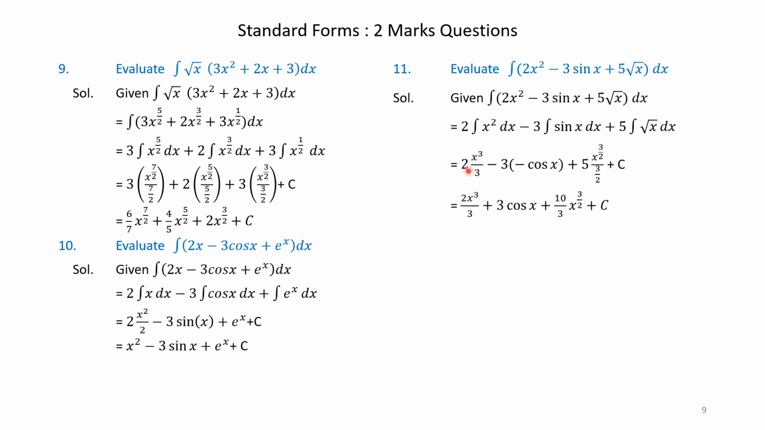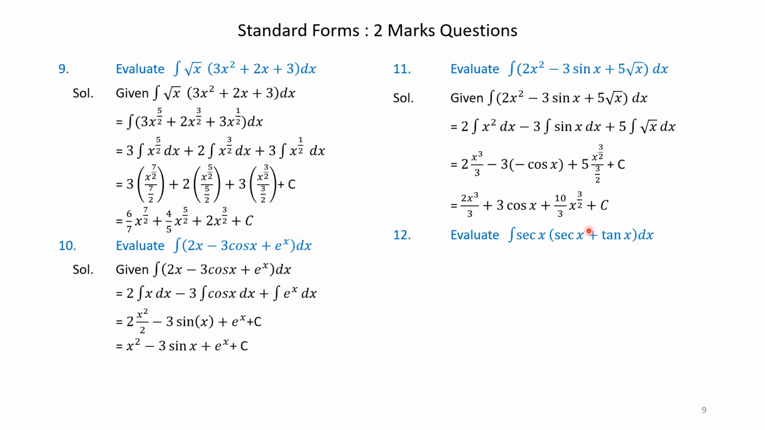Therefore, simplifying, 2x cubed by 3, and this minus into this minus, the outside minus and the minus inside the bracket becomes plus. Therefore, 3 cos x plus, with this denominator 3 by 2, when the 2 goes to the numerator, it becomes 2 into 5, 10, divided by 3 into x to the power of 3 by 2 plus c.